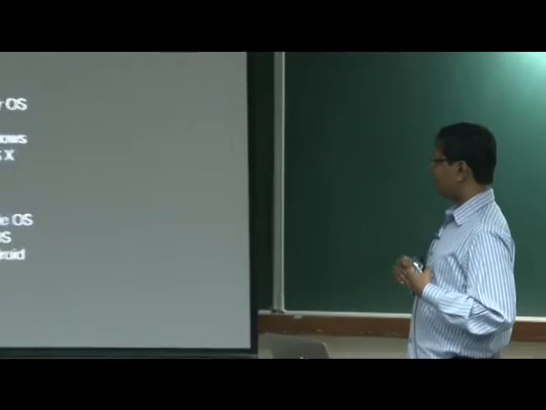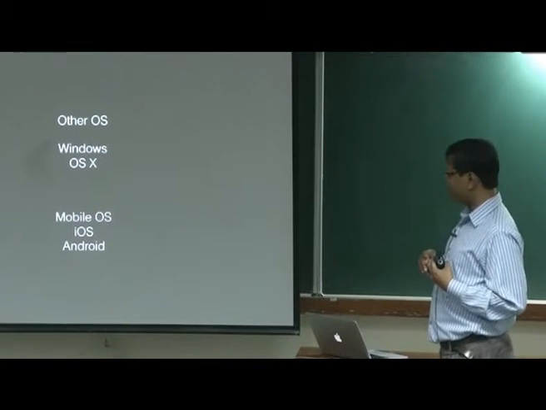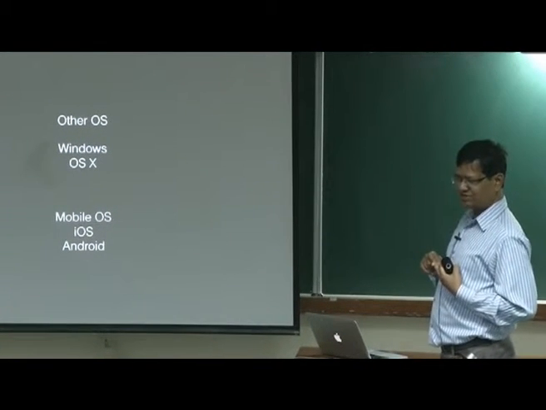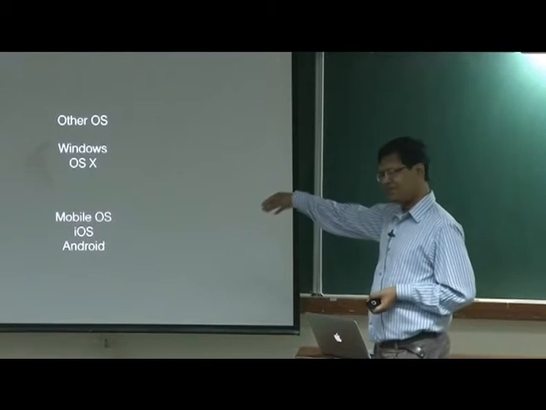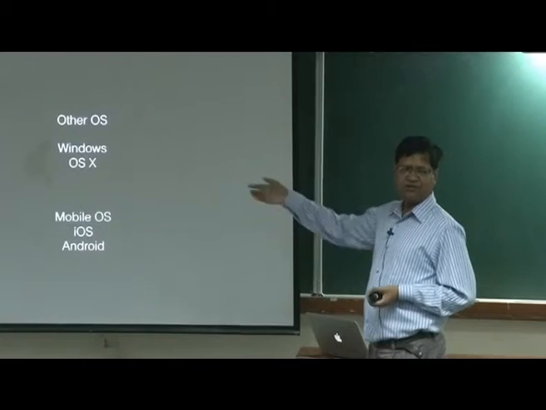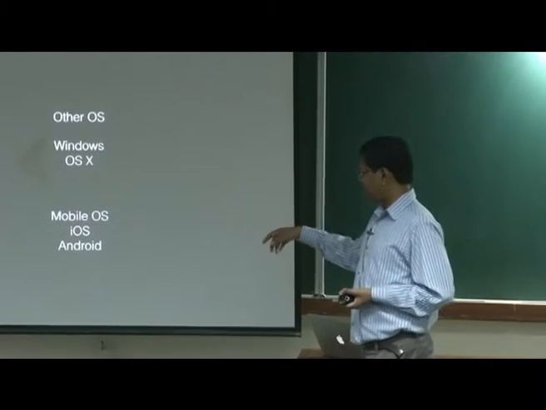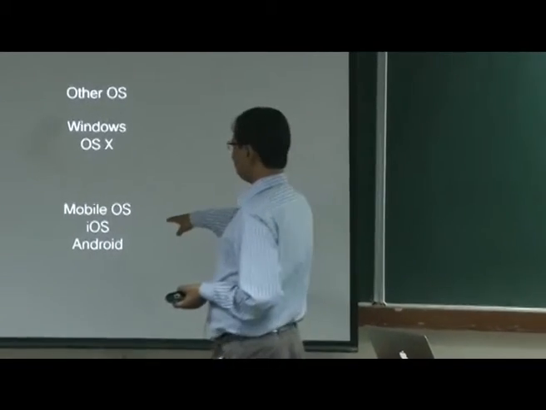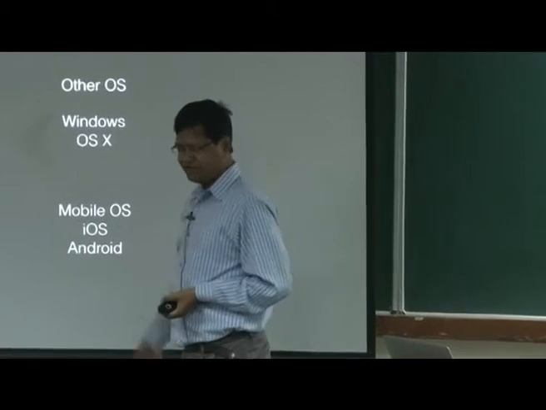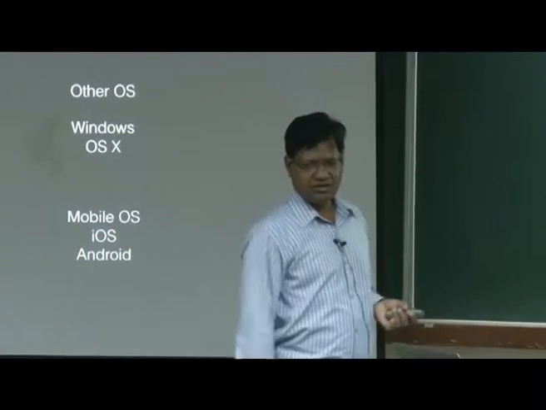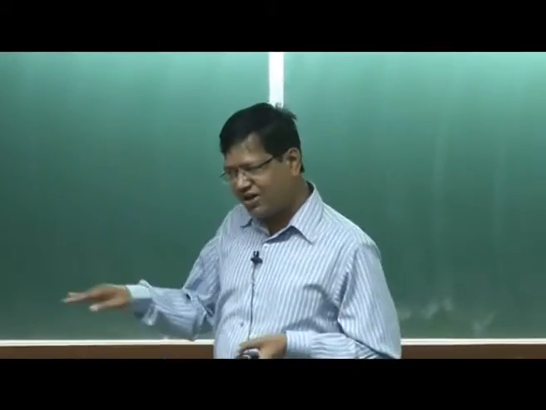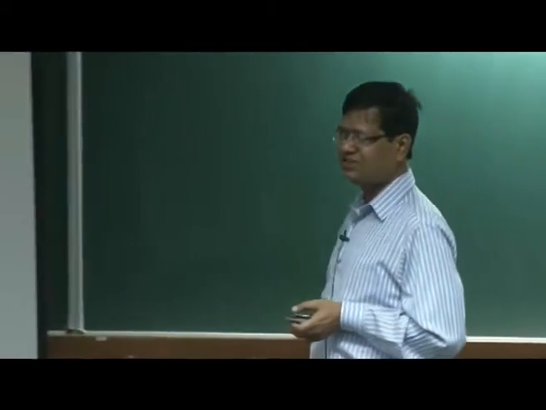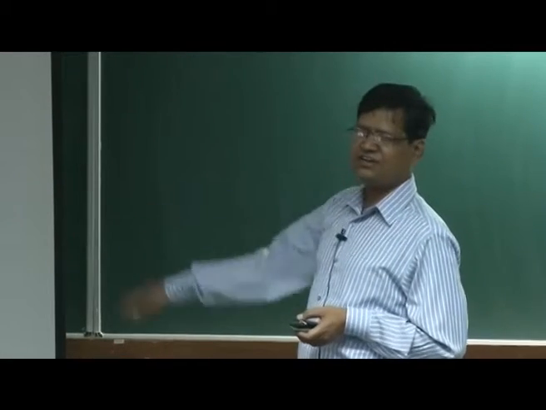Another operating system type that is coming up in a big way is mobile OS. iOS is for the iPhone, the Apple OS for mobile, and Android is by Google, for other phones. Windows also has its own mobile OS. The third one I didn't write here.